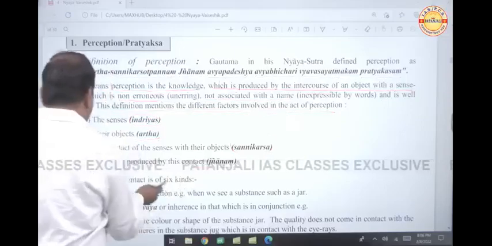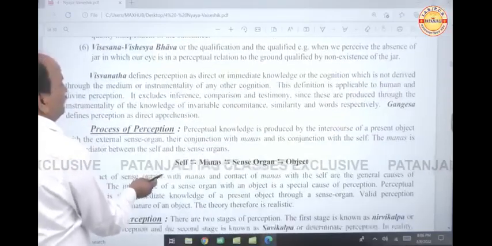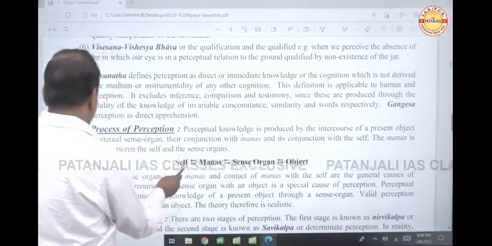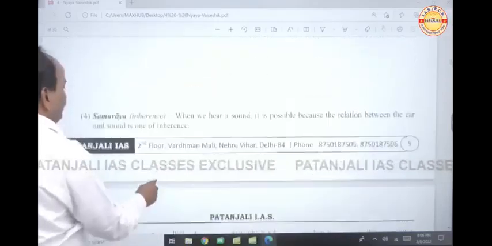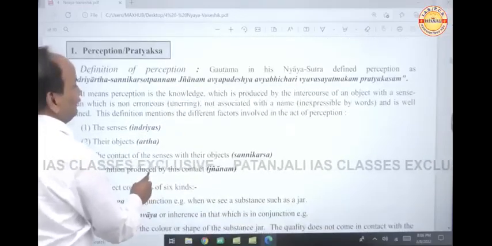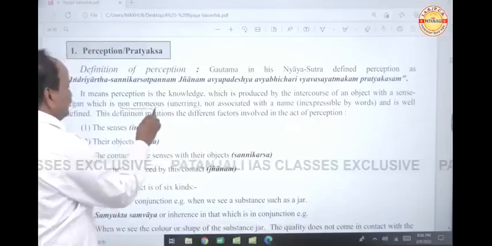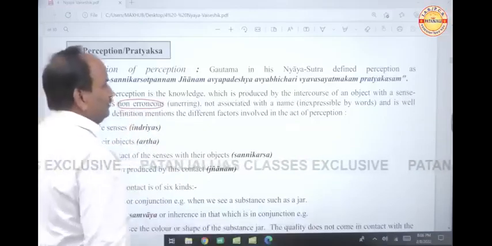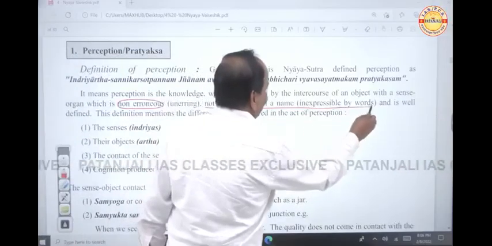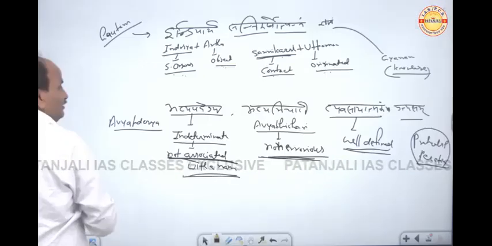And what are those three features? यहाँ पे three features भी मिल जाएगा. Three important features of that one. Here itself it is written: non-erroneous, avyabhichari; not associated with a name, अव्यपदेश्य, ध्यान रखना; and is well defined, व्यवसायात्मकम. Well defined means व्यवसायात्मकम.